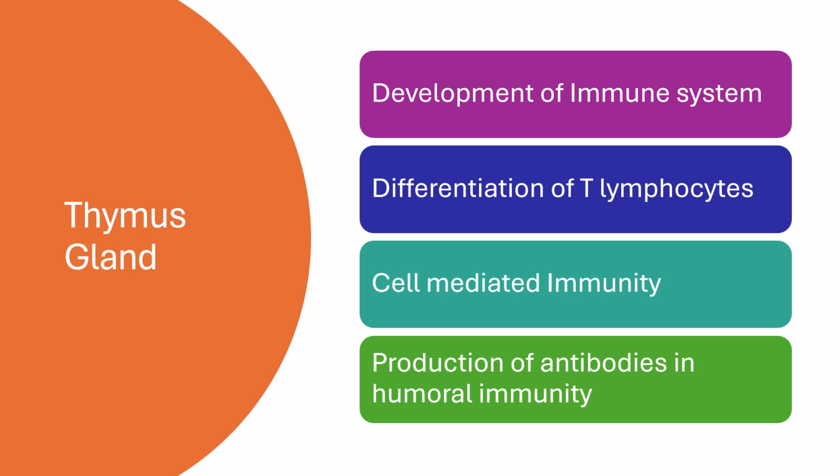You also have the thymus gland, which is involved in the development of the immune system, differentiation of T lymphocytes, and is involved in cell-mediated immunity and production of antibodies and humoral immunity. I've got videos on my channel that talk about cell-mediated immunity and humoral immunity, if anyone's interested in that. One is called "What is the adaptive immune response?"